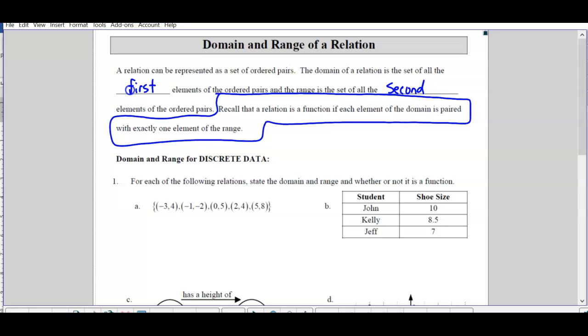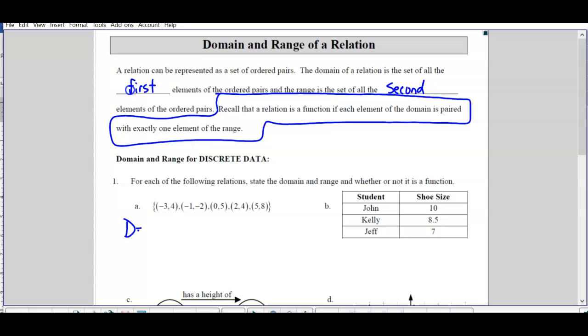Domain and range for discrete data. So we're just starting with discrete, which can be represented as a set of ordered pairs, a table, an arrow diagram, or even just discrete points on an X and Y coordinate grid. So question 1, for each of the following state the domain and range and whether or not it's a function.